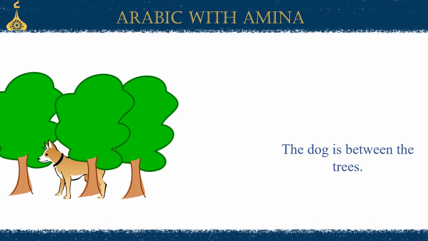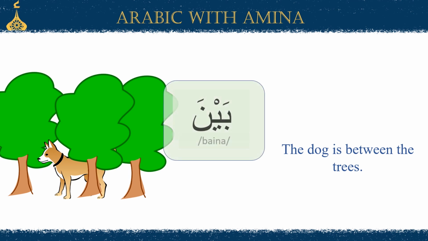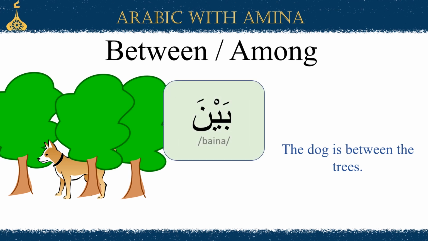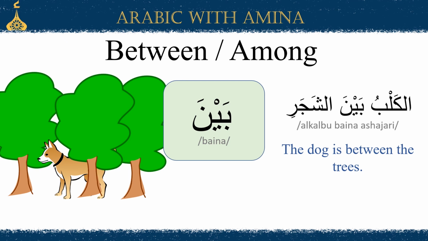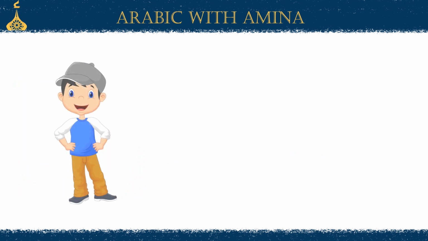Here you can see that the dog is between these trees. بين means between or among. So do you know how to say this in Arabic? الكلب بين الشجر.